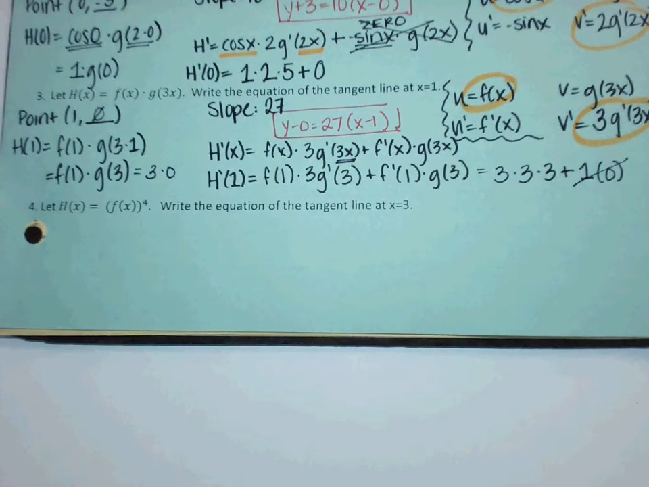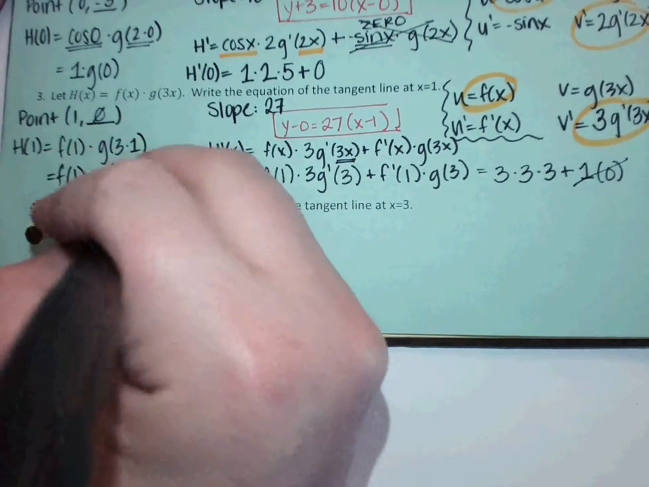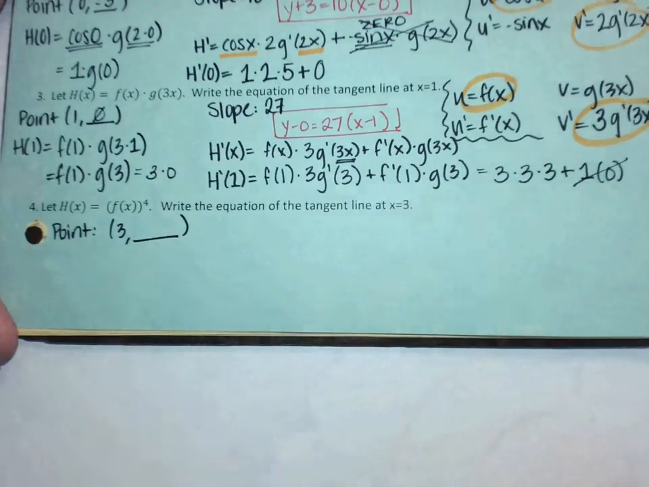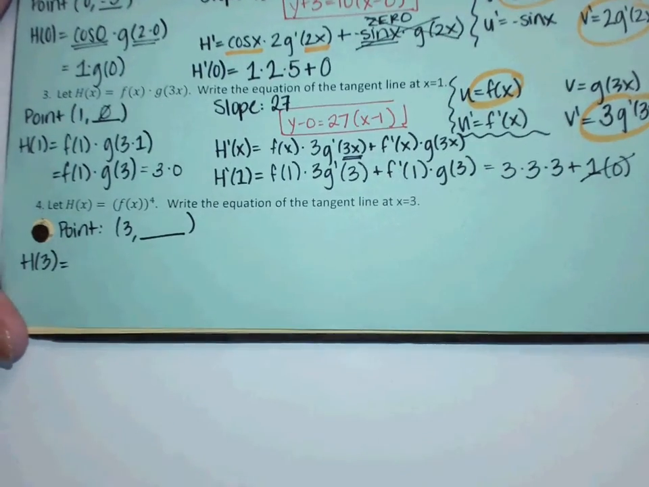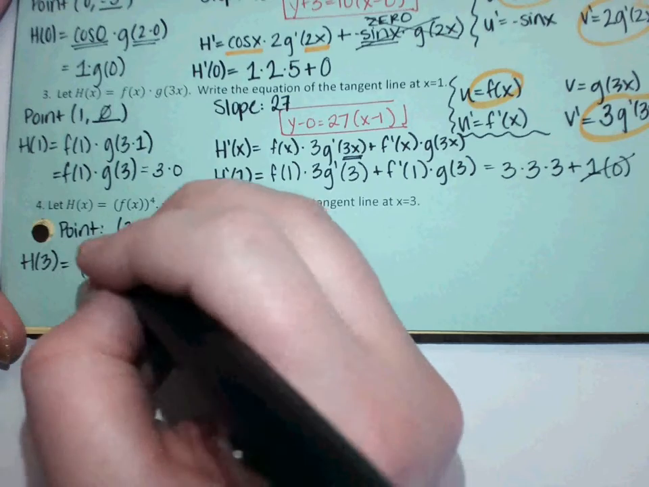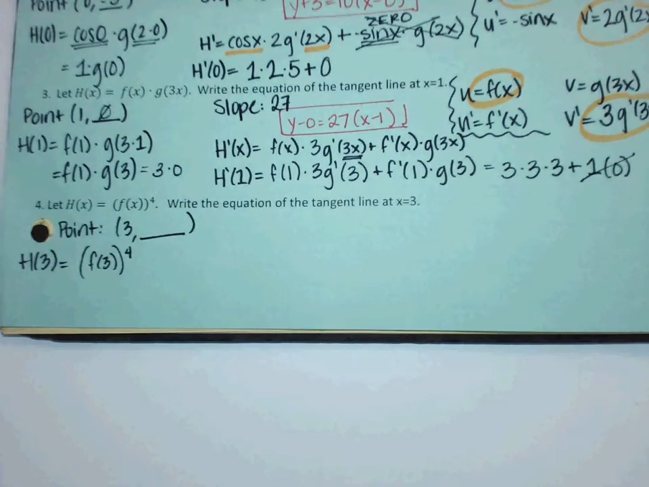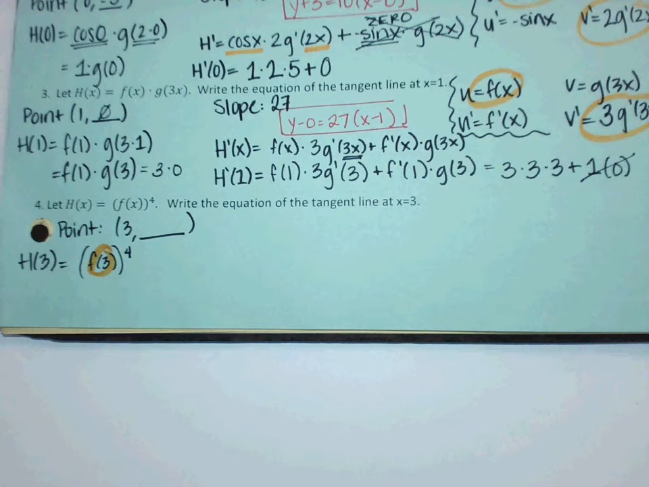Okay, last one, number 4. Find your y value. So my x is a 3 for my point. Then I want h of 3. So I want f of 3. And then I'm going to take that value and I'm going to raise it to the 4th power. Now this is where you have to remember, compositions, you're starting on the inside. So I need to find this guy, then I'll raise that to the 4th power.